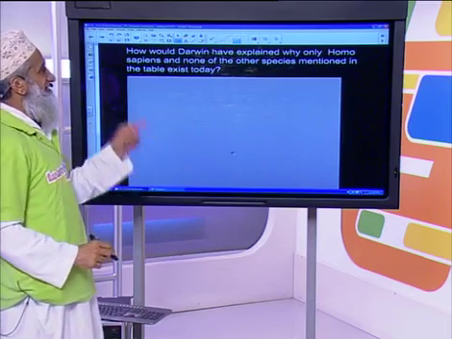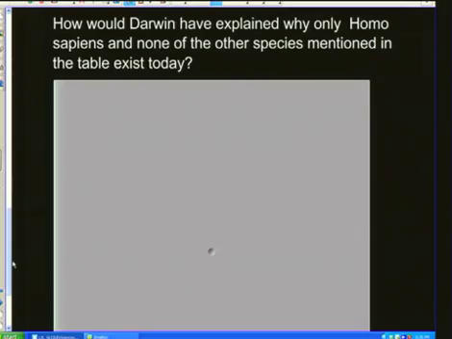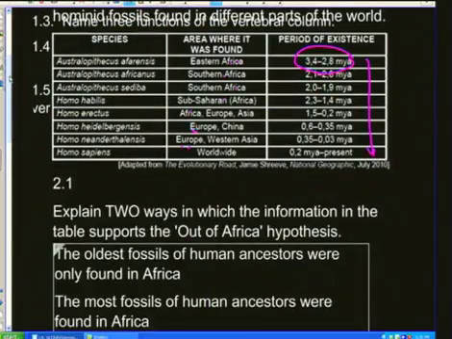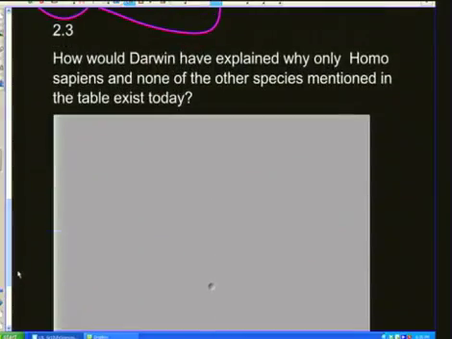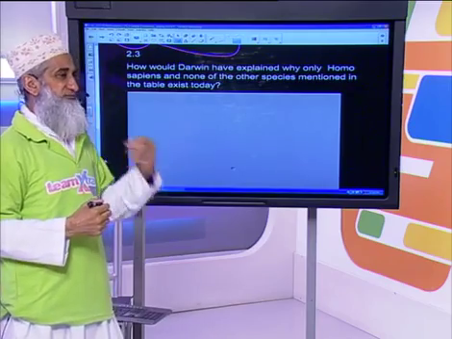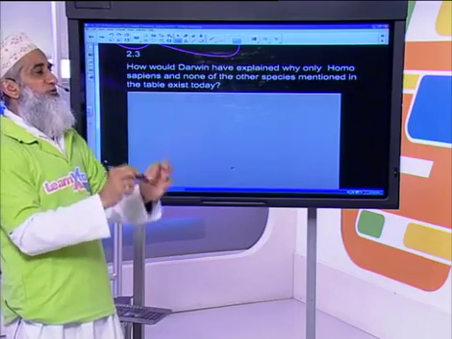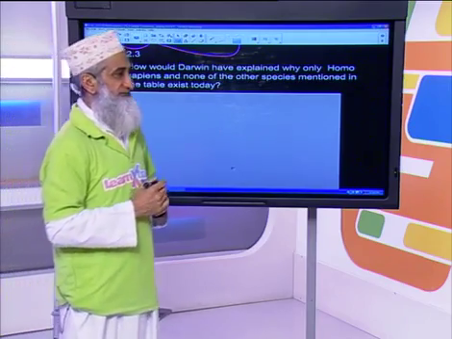How would Darwin have explained why only Homo sapiens and none of the other species in this table survived? They're giving all this Homo neanderthalensis and all that, but they're saying, how come now we don't have all those guys, they're not surviving, it's only humans. How would Darwin explain that? I want to know from you, what theory would he have used? Natural selection. So he would have used natural selection.